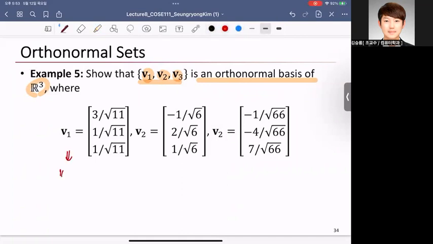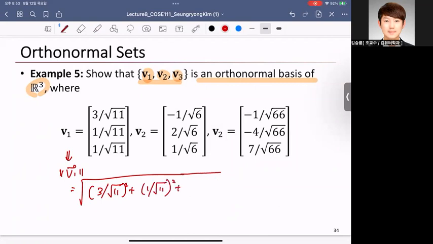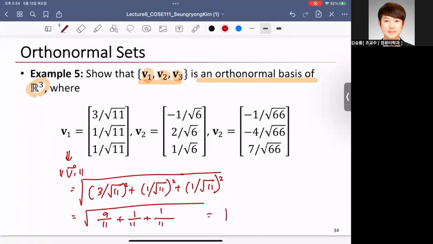So first of all, let's compute the length of V1. It is the square root of (root 3 over root 11) squared plus (1 over root 11) squared plus (1 over root 11) squared. If you compute this, it is 11 over 11, which is 1. 그렇죠? You can similarly compute and prove that the length of V2 is equal to 1. This is V3, and the length of V3 is equal to 1.